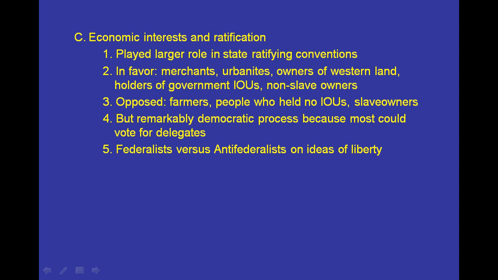Economic interest played a larger role in state ratifying conventions. In favor of ratification were merchants, urbanites, owners of western land, and those who owned government debt. Opposed were those in the southern states as slave owners, and those who held no debt from the national government. The Federalist versus Anti-Federalist arguments were about ideals of liberty. Would the nation be too strong? Would it impose on individual liberty?